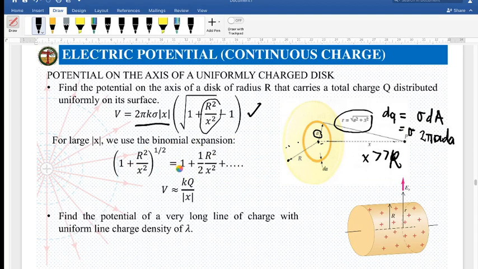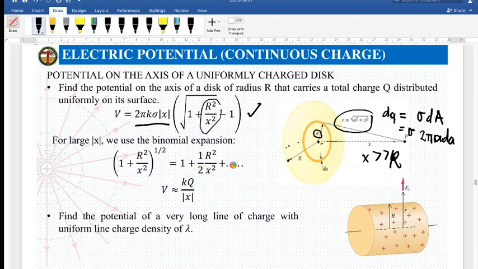Okay, so to see the expression, we have here 1 plus r squared over x squared raised to 1 half. In binomial series, that is equal to 1 plus 1 half r squared over x squared plus dot dot dot. So you can extend this one to infinity. Next, we just have to get the first two terms of the binomial series.